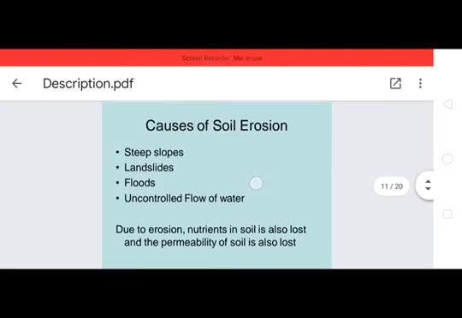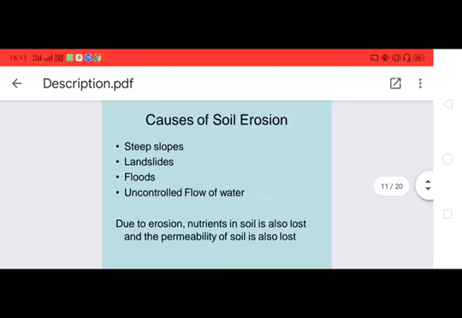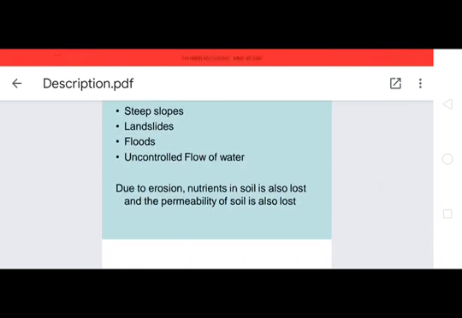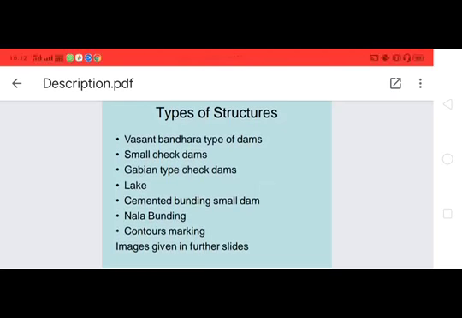As we are discussing soil erosion, what are the causes behind it? If we summarize in points: steep slopes, landslides, floods, and uncontrolled flow of water. Due to erosion, nutrients in the soil are lost and the permeability of the soil is also lost. So to counter this type of erosion, what type of structure can we develop so that this erosion can be minimized? Some examples and methodologies are discussed in this point.